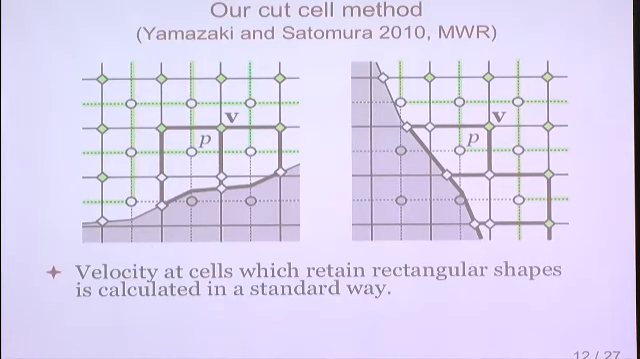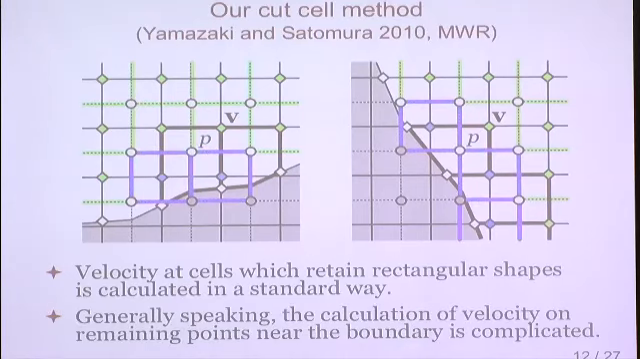The velocity at cells which retain rectangular shapes, indicated by green cells here, should be calculated in a standard way. On the other hand, the calculation of velocity near the topography, indicated by blue points here, is complicated, as I explained before, because some of the pressure points are underground.